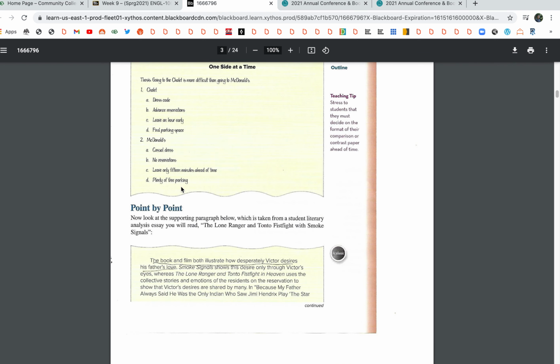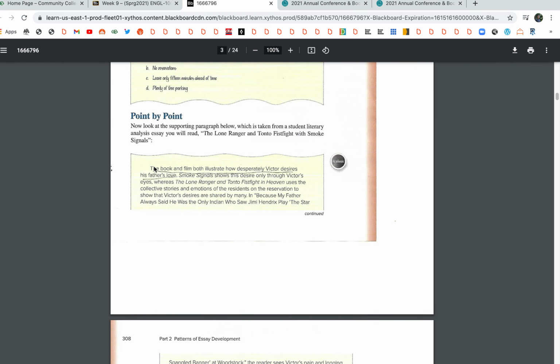Here's the other body paragraph I want you to use, point by point. This paragraph includes one point about one topic and then juxtaposes it with the point about the other topic. Now look at this supporting paragraph, which is taken from a student literary analysis essay called The Lone Ranger and Tonto Fistfight with Smoke Signals.